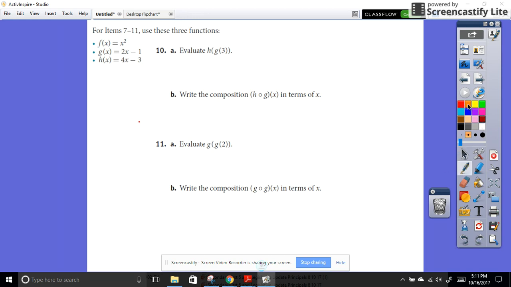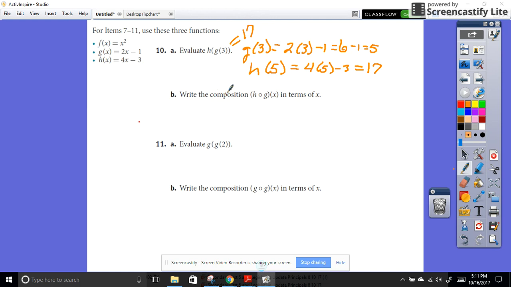Okay, let's write with orange again. So they want us to evaluate the g function at 3. So g of 3 is equal to 2 times 3 minus 1 equals 6 minus 1, that equals 5. Now they want me to take this 5 and stick it into the h equation. So 4 times 5 minus 3 is 20. 20 minus 3 is 17. So the answer to that problem right there is 17.